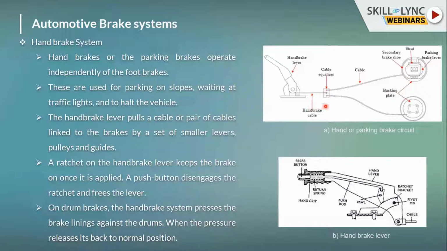So what operation takes place here: when we apply the handbrake, when we pull the brake lever, it pulls the cable. The purpose of the cable equalizer is that when we pull the cable, it should be equal on both sides, LH and RH. Both sides' cable should be pulled at equal length. So the cable equalizer ensures this.